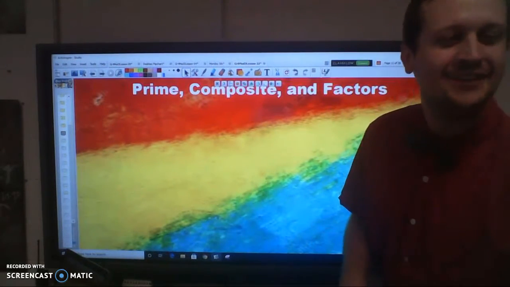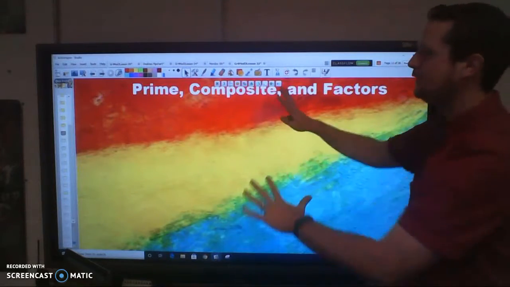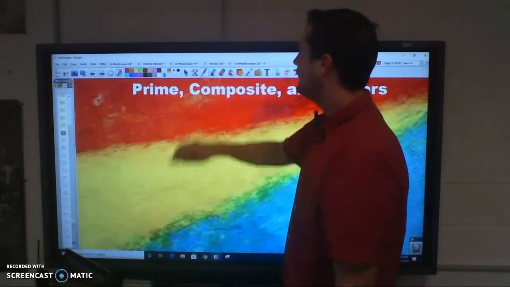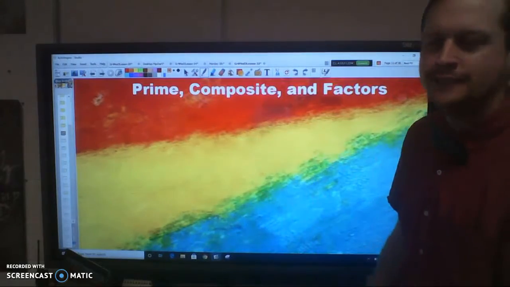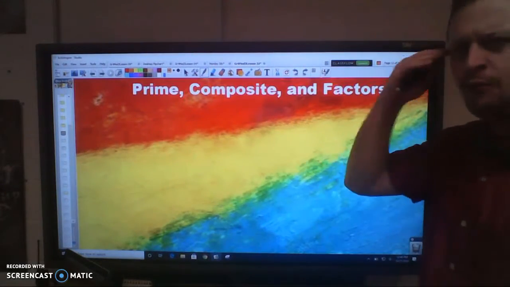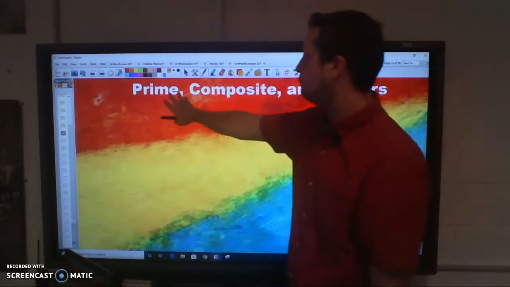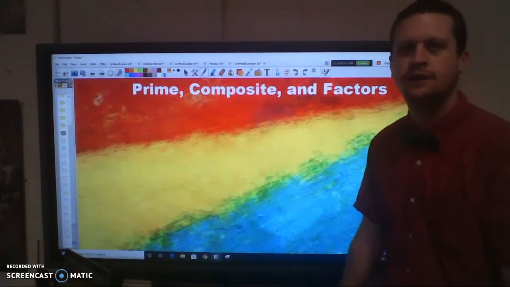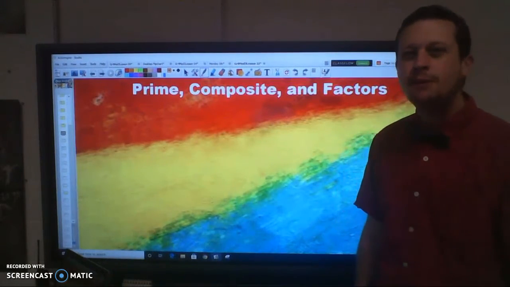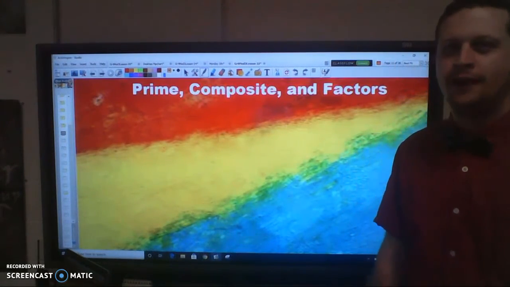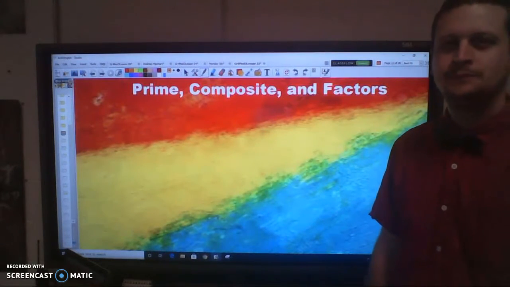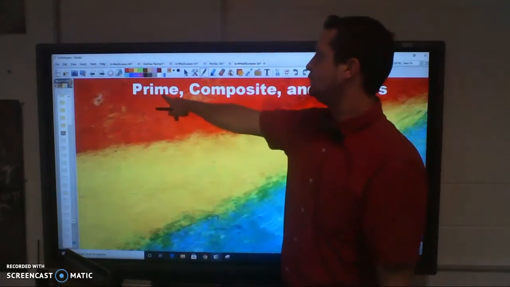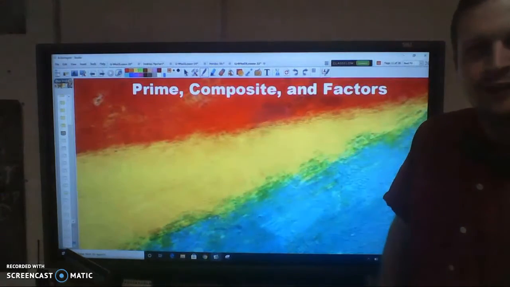Alright, so I have this picture up here because today we're going to be doing nothing with colors, but it reminded me of something. When I heard this word prime, it reminded me of something that I learned probably when I was in first or second grade in art class. And it reminded me of primary colors.